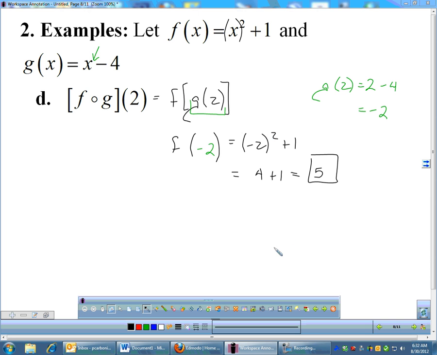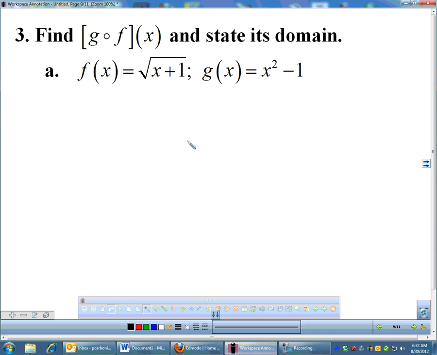9 minutes in. We have a little bit more. We're going to add a little bit of a twist to this. We're going to do the same thing. We're still going to do compositions. This time it's g of f, but now I'm adding one little tweak to it: state its domain. So if here's f, and that's g, I'm doing g of f of x.